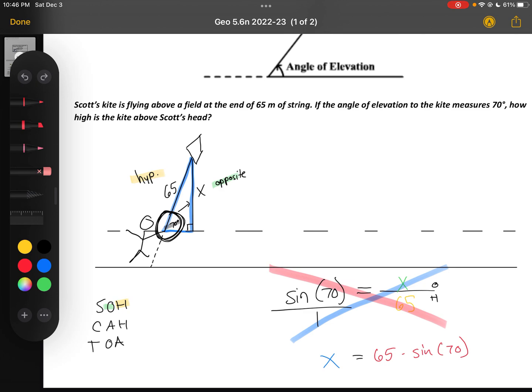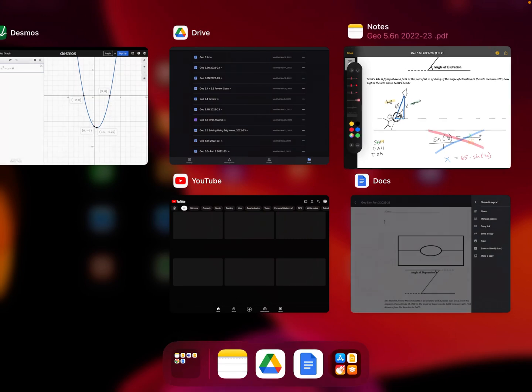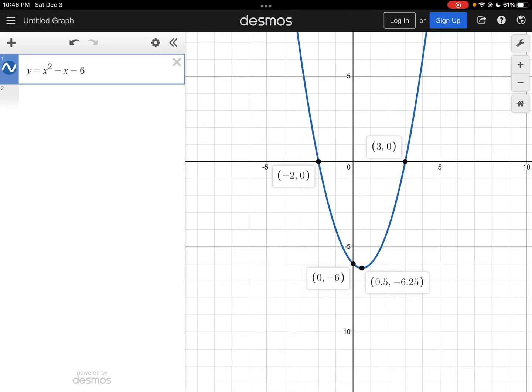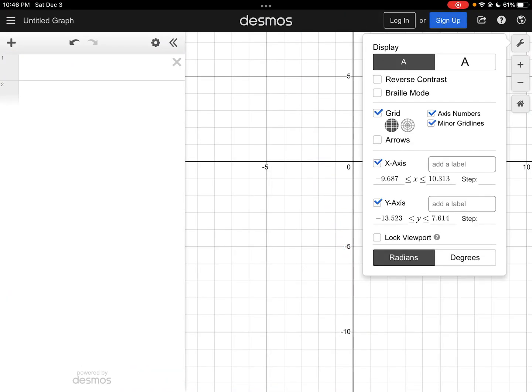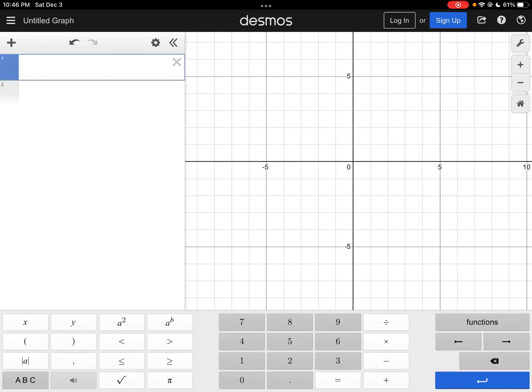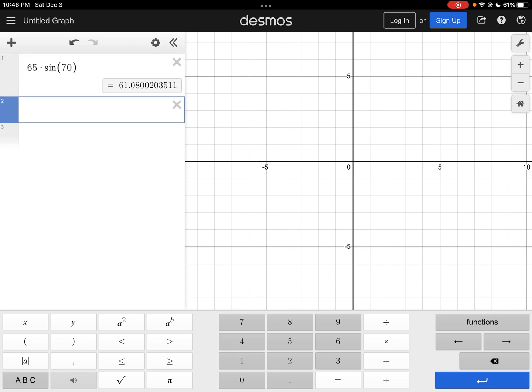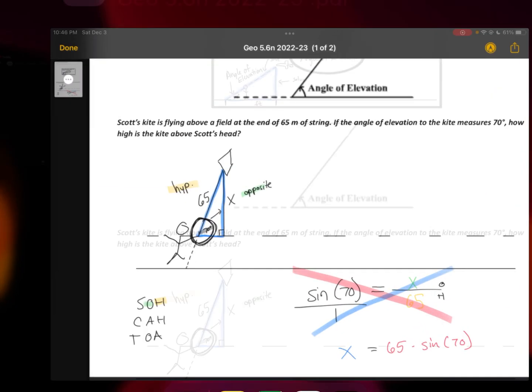So time to punch in to our calculator here, 65 times the sine of 70. And just a thing to remember is if we're going through in our settings in our calculator, we always want to make sure we're doing this in degrees. So if you're using Desmos, that little wrench on the corner there, put it into degrees. If you're using a different type of calculator, again, totally fine. Just want to make sure that we are using the correct thing. So 65 times the sine of 70 degrees. And we get our answer there of 61.08.